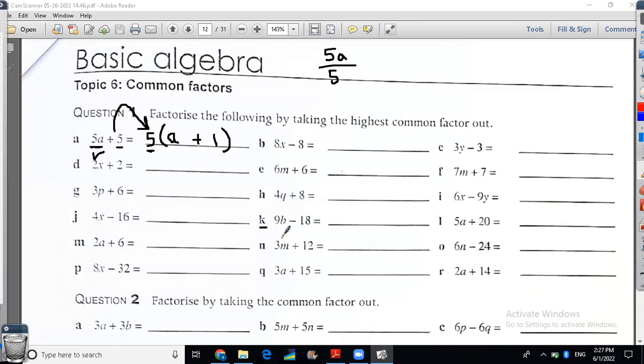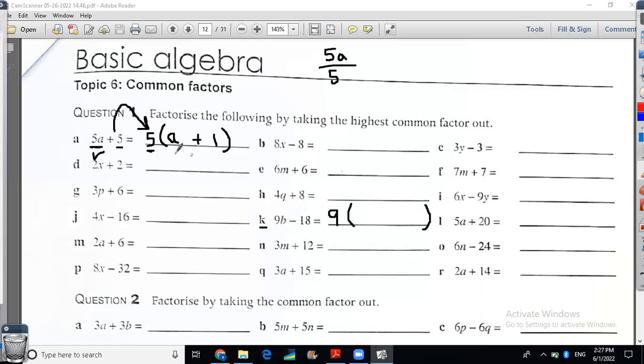But can we divide 9 and 18 by a bigger number? That's why we say highest common factor. Yes, we can divide the 9 and the 18 by 9. Both of them divide by 9. So we're going to put the 9 outside the brackets. What about the variables? Are there common variables here? No, we don't have common variables. So the common factor here is only 9, the highest common factor.